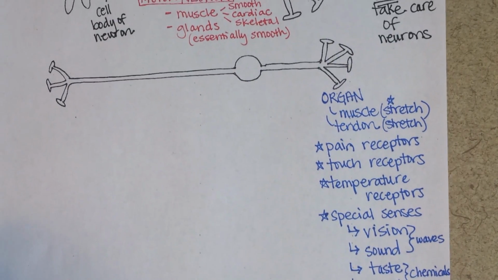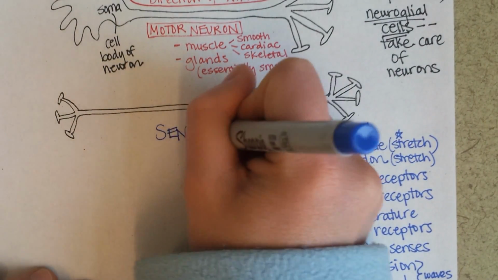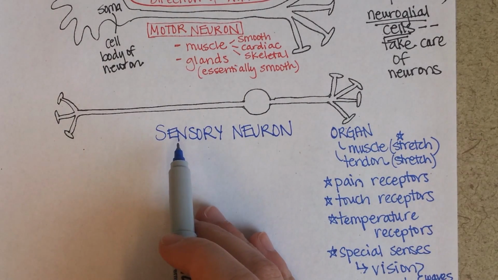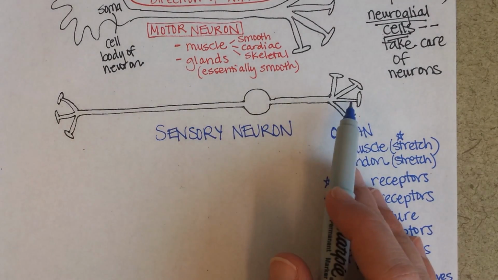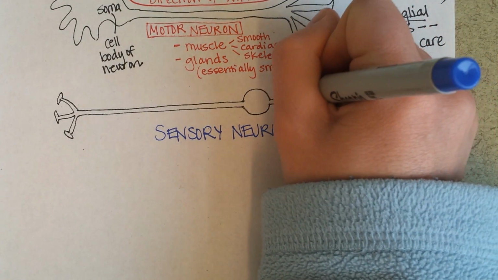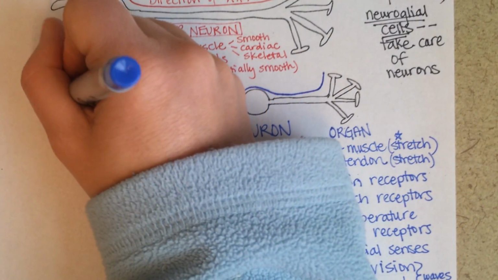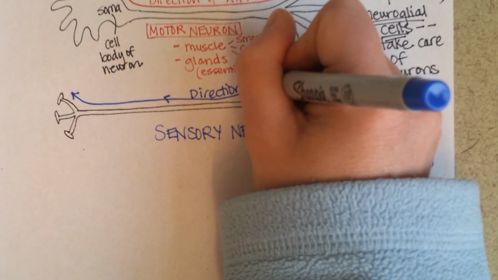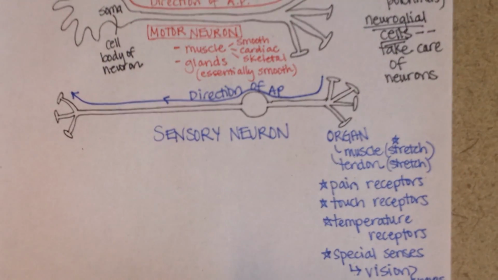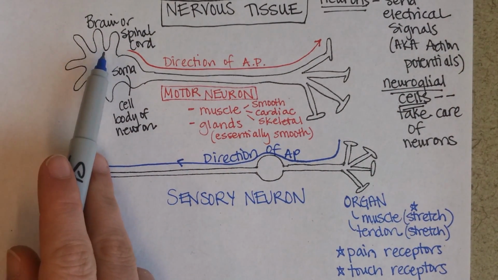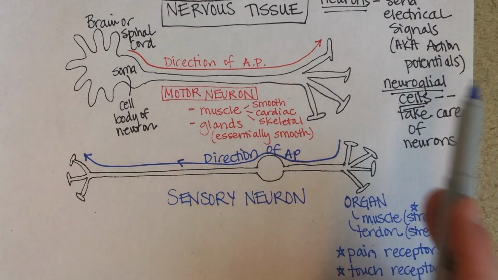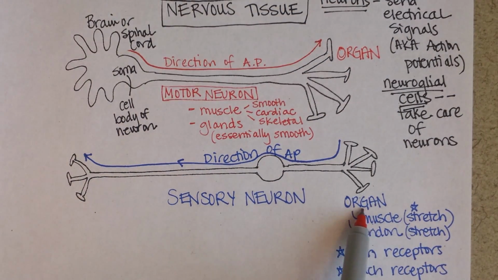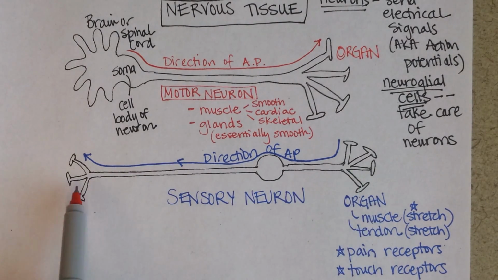Okay, so let's look back up at that sensory neuron again. In this case, instead of the action potential going from the brain or spinal cord out to the organ, it's the other way around. So it goes from the organ to the brain or spinal cord. So compare that to the motor neuron. It sends its signaling from the brain or spinal cord out to an organ, maybe a muscle. Sensory does the other way around. The action potentials are fired from the organ to talk back to the brain or spinal cord.